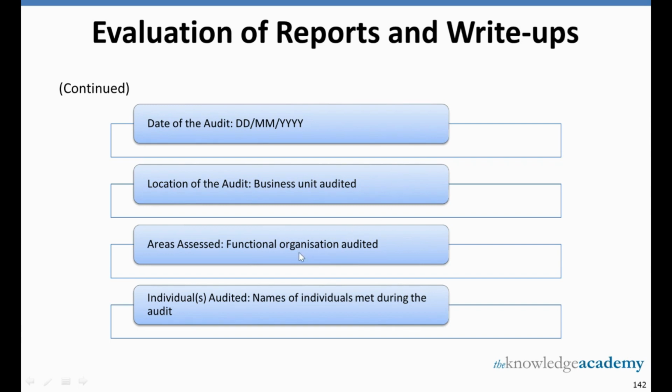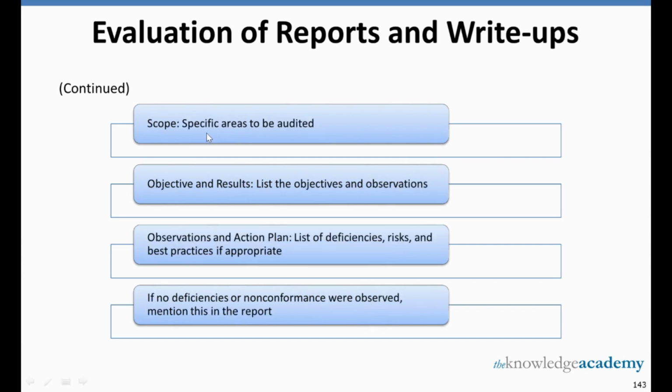Then areas assessed, that is functional organization audited, individuals audited, and names of the individuals met during the audit, that is the names of the auditees. Then it should have a clear scope where specific areas which need to be audited should be mentioned. Then objectives and results, list the objectives and observations, and observations and action plan where the list of deficiencies, risks and best practices are mentioned which are appropriate.